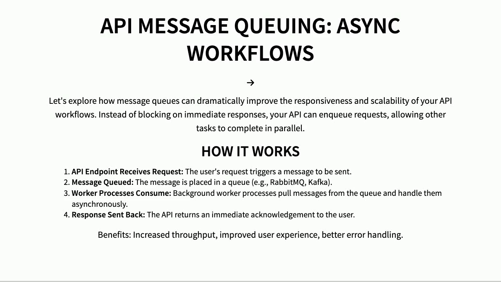Okay, so let's talk about asynchronous workflows and how message queues fit in. Think of it like this. When a user sends a request to your API, instead of waiting around for the response to be generated, which could take a while, your API immediately tells the user, okay, I've got it. I'm putting it in the queue. Then, separate worker processes pick up those messages and handle them independently. This means your main API endpoint stays responsive, providing a much better user experience. Plus, if one of those worker processes fails, it doesn't bring down the entire system, just another message is put into the queue.